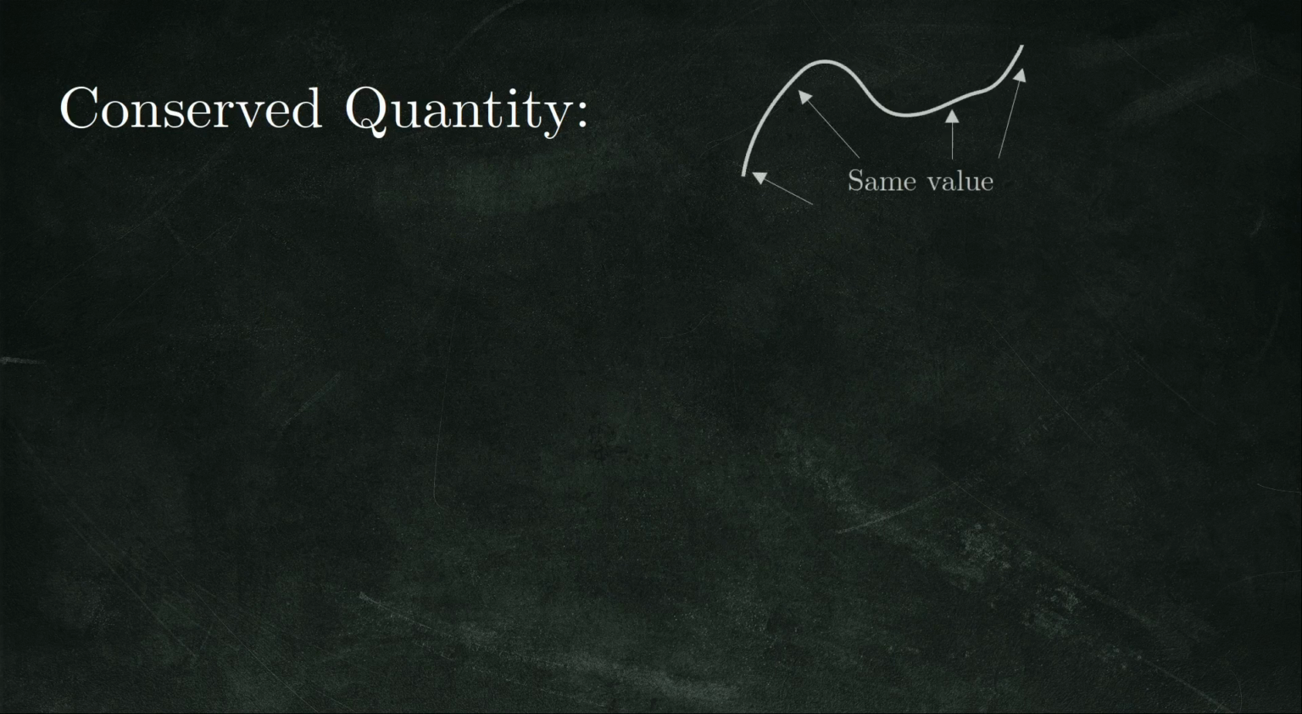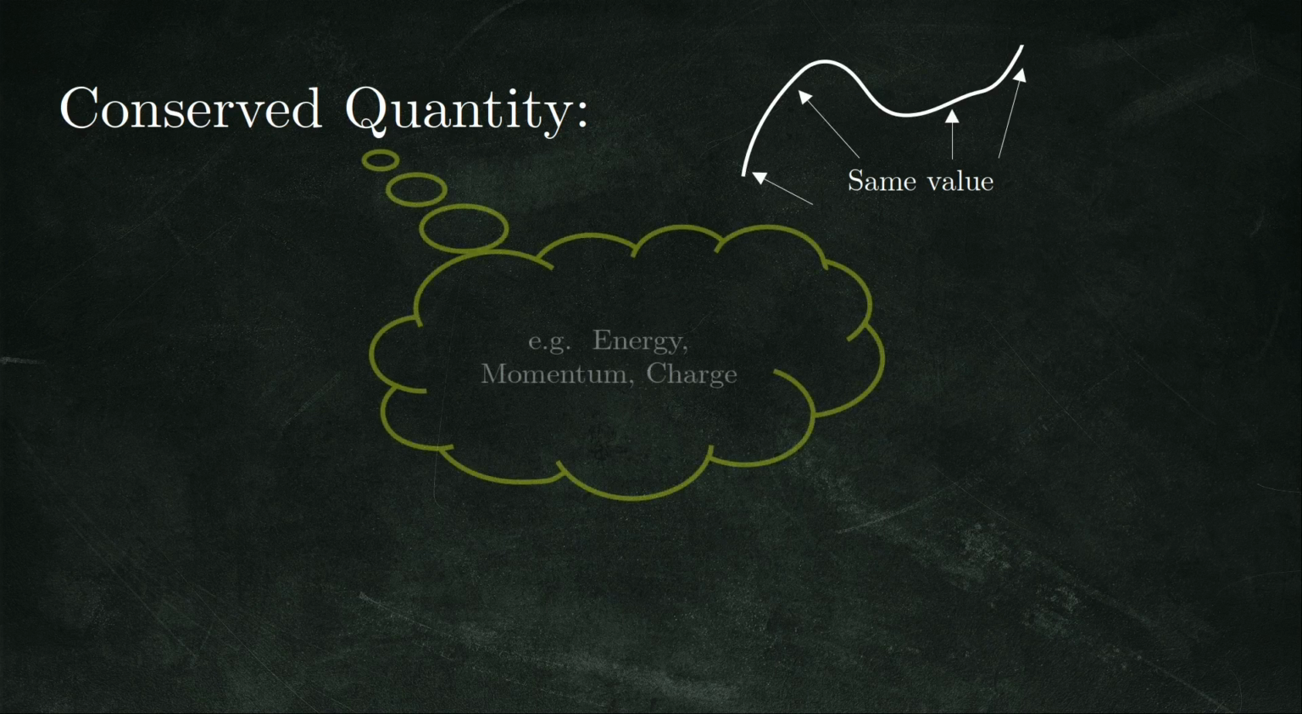Well, it's just any quantity that has the same value as the particle moves along its trajectory. That is, any value that doesn't change as the particle moves around. And some examples are energy, momentum, charge, things like that.